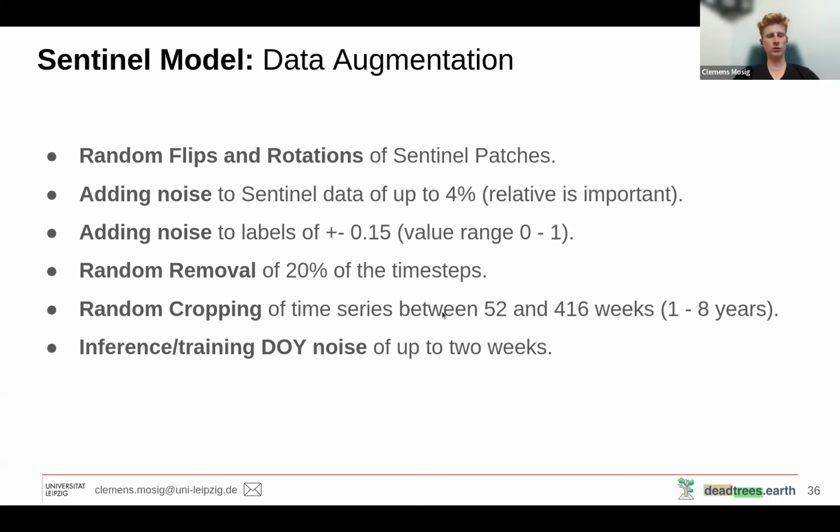We also remove 20% of the time steps, and we do some random cropping of the time series between 52 and 416 weeks, so between 1 and 8 years, so that the model learns to work with any kind of temporal context. Because when we want a mortality prediction for 2017, the model can only get a maximum of 1 year of temporal context. Whereas when we want a mortality prediction for 2024, the model is supposed to take advantage of the entire time series that is available.